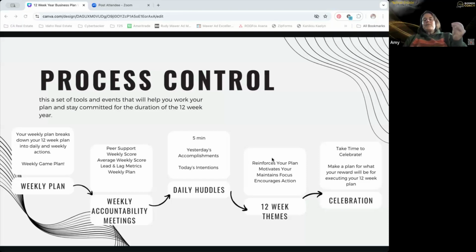In addition to that, we're going to have daily huddles, a 5-minute stand-up meeting with your weekly accountability group. You're going to do that on a daily basis, where each member briefly reports on yesterday's accomplishments and today's intentions. Short, sweet, to the point, 5 minutes. Each week, you're going to create a weekly theme that creates emotional excitement and connection to your plan. And finally, we're going to plan to celebrate or have something to reward yourself for a plan well executed.